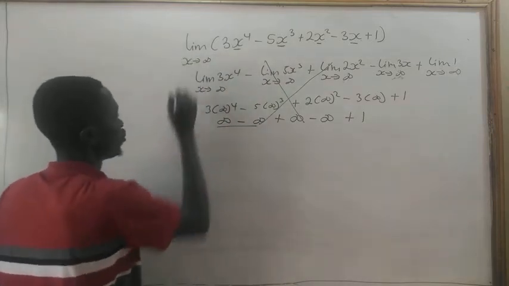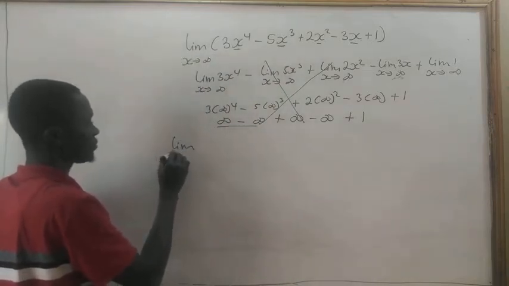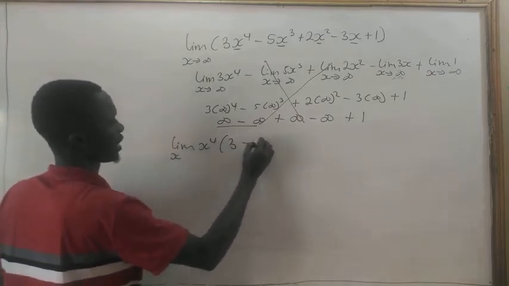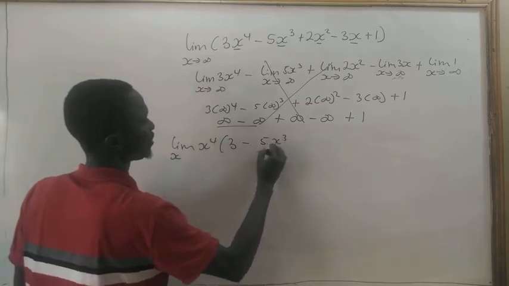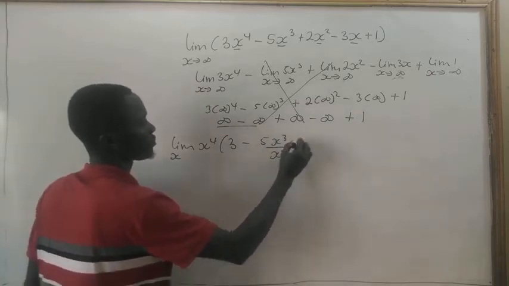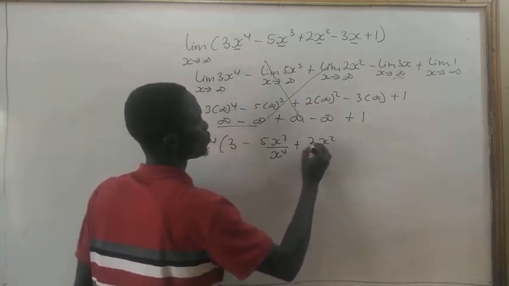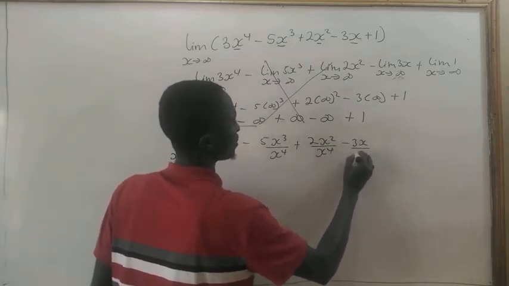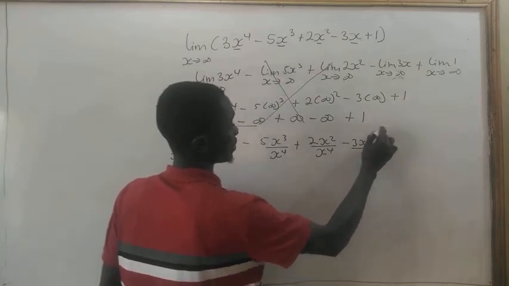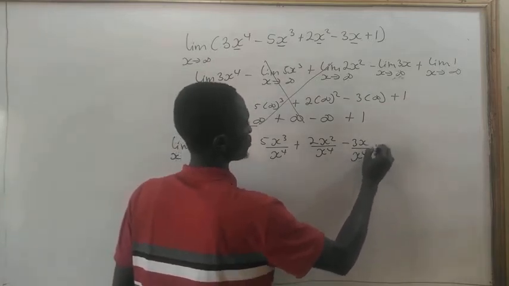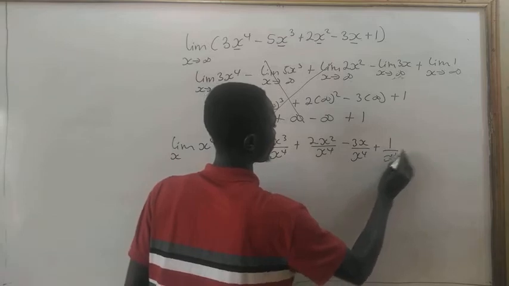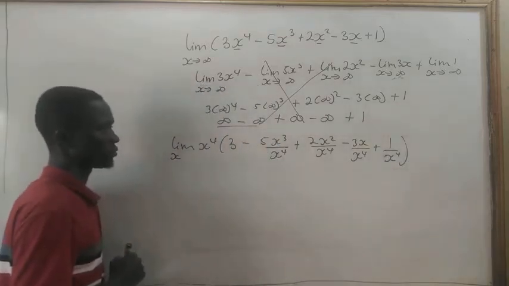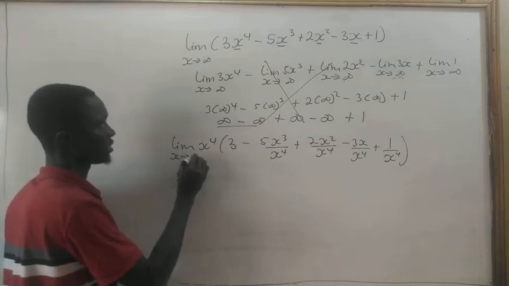So here we are going to get the limit of x to the power 4 times 3 minus 5x to the power 3 divided by x to the power 4, plus 2x to the power 2 divided by x to the power 4, minus 3x divided by x to the power 4, plus 1 divided by x to the power 4, as x approaches infinity.